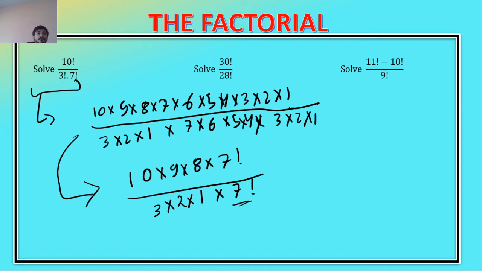So in this case, directly we can cancel 7 factorial with 7 factorial. We can simplify: 3 3s are 9, and 2 4s are 8, right? So this becomes 4, 12, 120 by 1. So the answer will be 120. All of you clear with this? Is it clear or not? Is it clear?